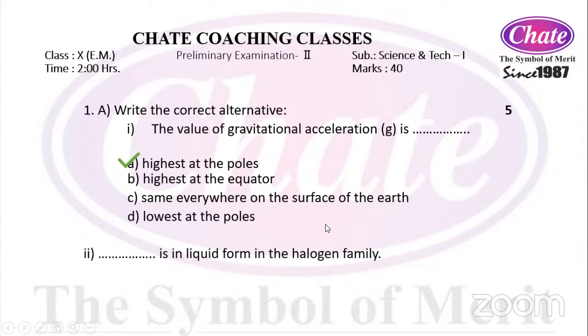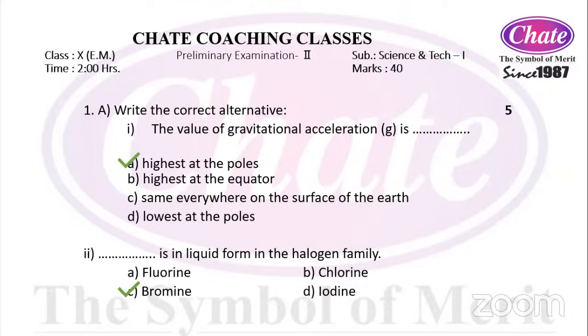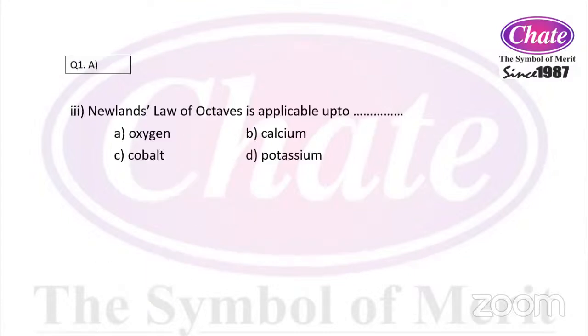Now the next question is, dash is in liquid form in the halogen family. In the halogen family we have fluorine, chlorine, bromine, and iodine, and we know the gradation in that halogen family. The liquid form in that halogen family is bromine. Fluorine and chlorine are in gaseous form, bromine is in liquid form, and iodine is in crystal form, that means solid form. So let's move on to the next question.